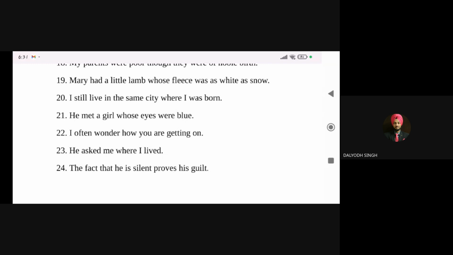Come, 2 minutes. Okay. Yeah, so the fact that he's silent proves his guilt. That he's silent, no? This is a very special kind of clause, not an adjectival clause, right? That he's silent is basically the fact. When I say the fact proves his guilt, or when I say that he's silent proves his guilt, I'm basically referring to the same thing. By which I mean that he's silent is actually referring to the fact. Am I right?